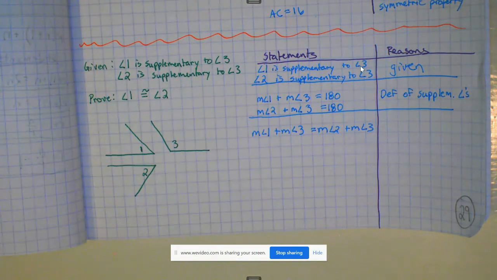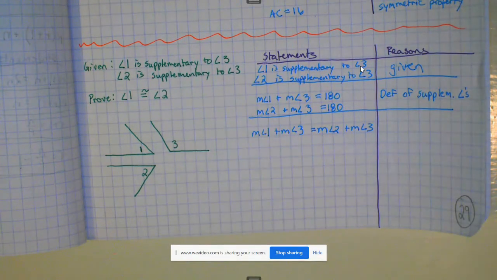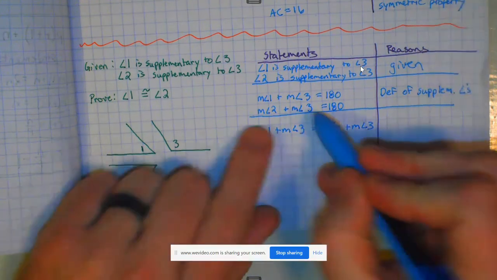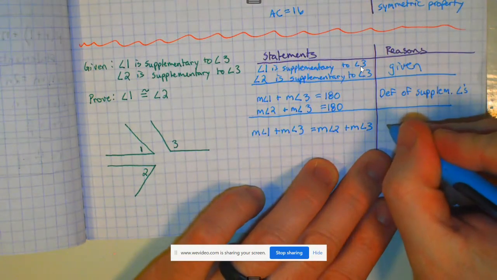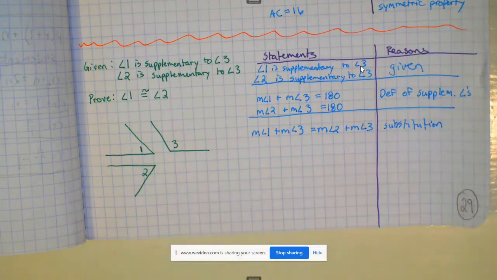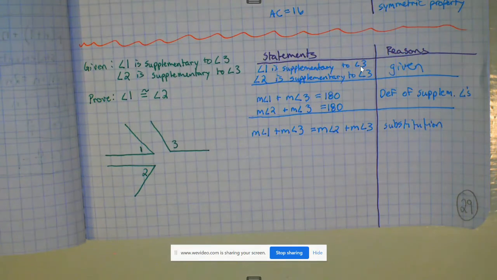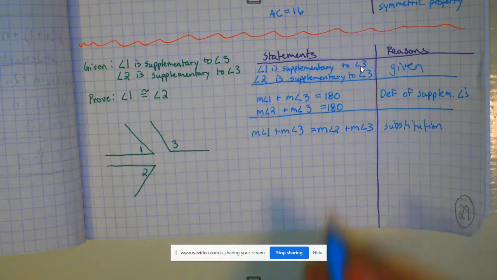Now there's two kinds of reasons you could put here. Number one, you could put the transitive property because we're kind of linking some things together. But the more appropriate one would be the substitution property because we substituted this value in for 180 there. So we're going to write substitution. If you wrote transitive property there, I'm not going to count you wrong. Transitive property will usually show up at the very end.